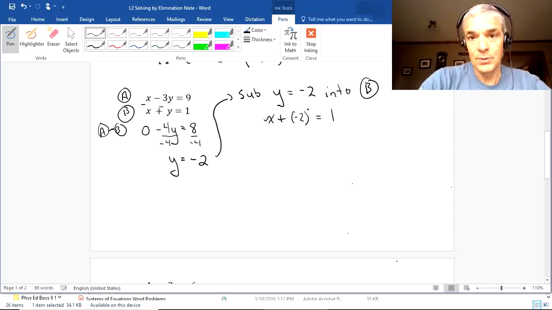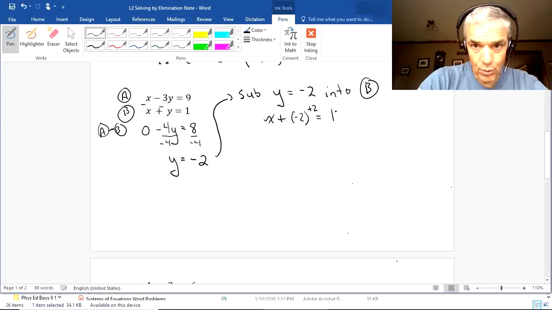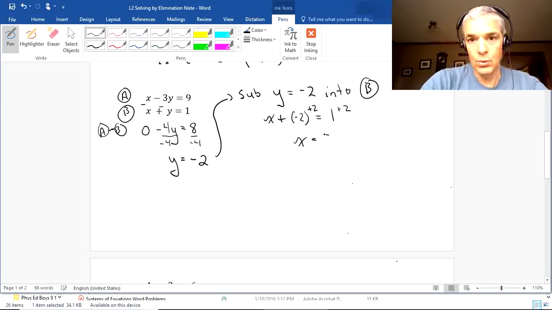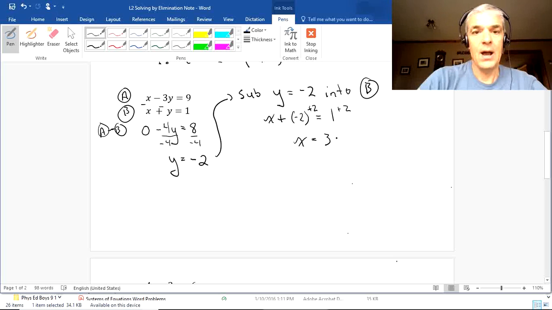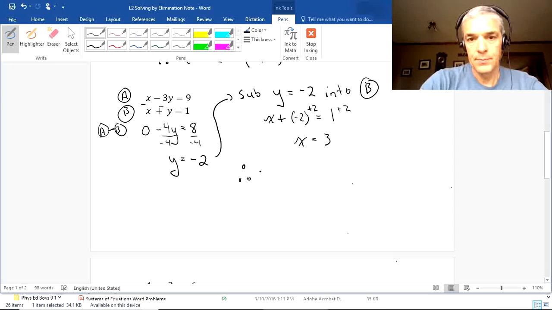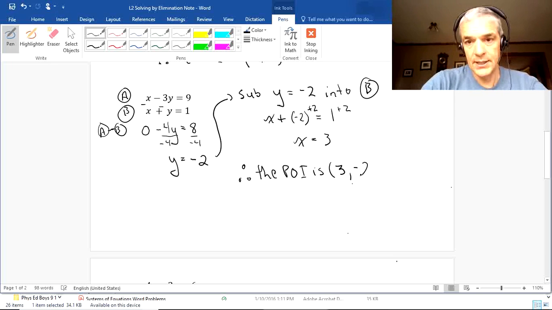And in this case, I want to solve for x. So I'm going to add 2 here to make that 0, and I'm going to add 2 here, and then I'm going to get x equals 3. Now I have my 2 values of my point of intersection. So therefore, the POI, point of intersection, is x always comes first, 3, and y always comes second, minus 2.